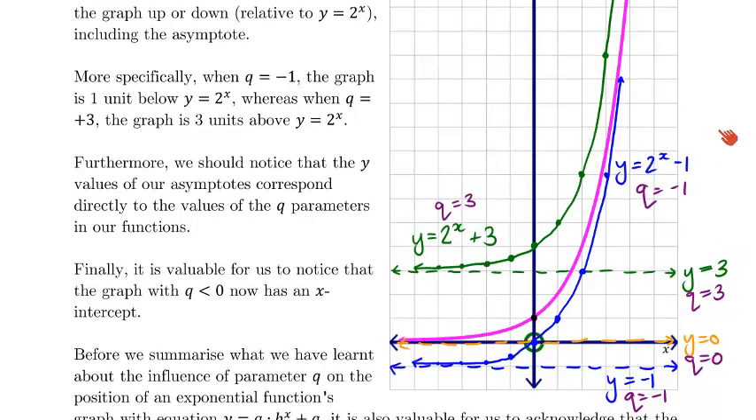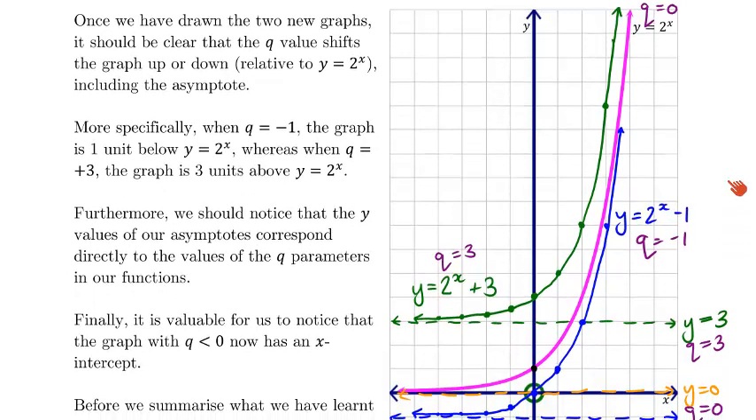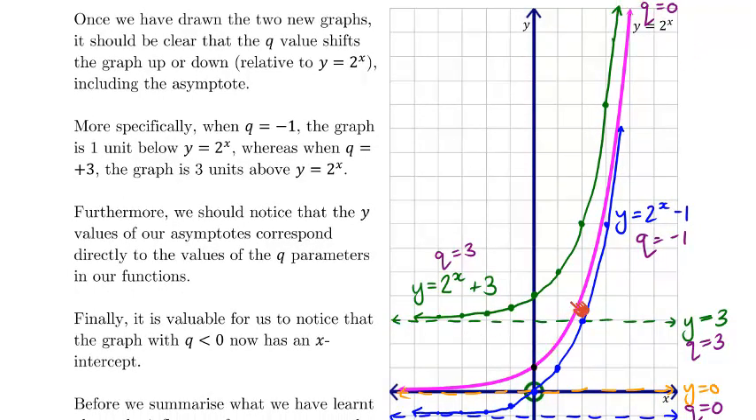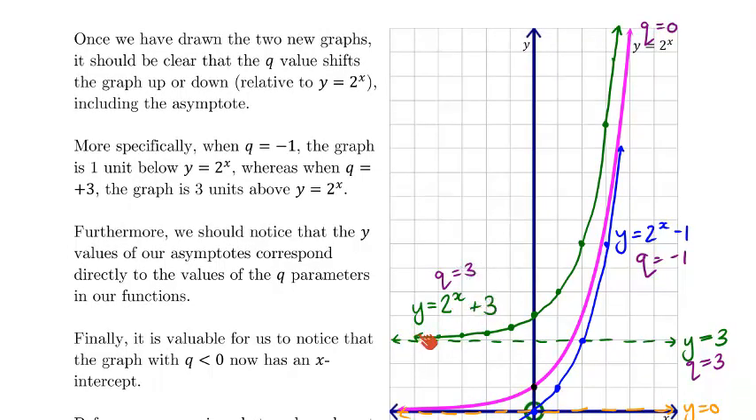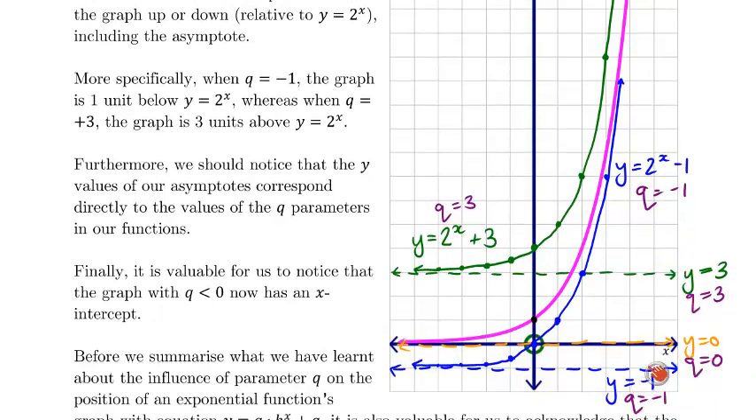Hey, and there you have it, guys, our three new graphs. I have to scroll up and down for you to see all of them at once. But guys, we have our original purple graph there where q is equal to 0. And what do you know? When q is equal to 0, the asymptote was y equals 0. I wonder if that was a pattern. Well, when q is equal to a positive 3 with my green graph, the asymptote was y equals 3. What do you know? And finally, when our q value was equal to -1, we had an asymptote at y equals -1, guys.